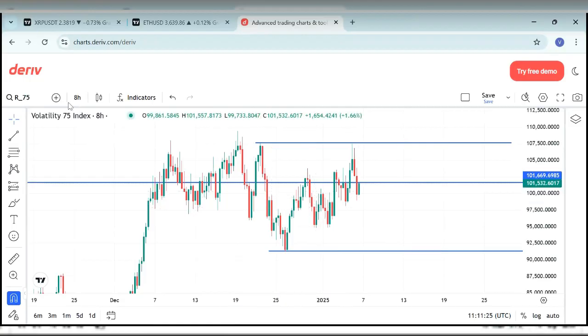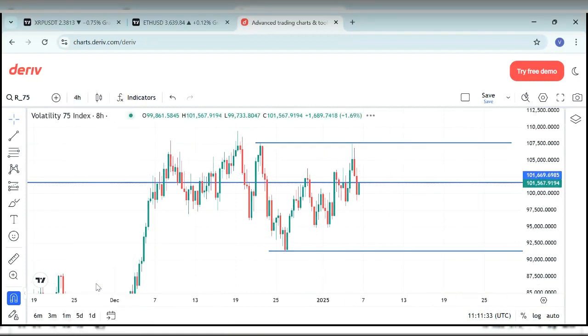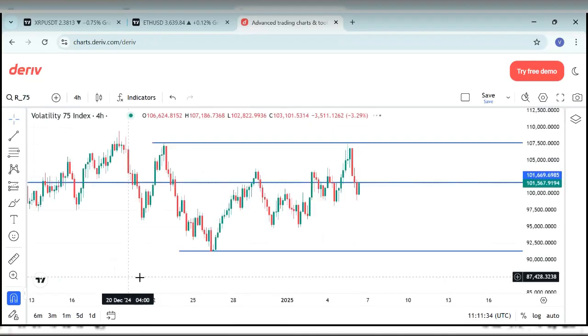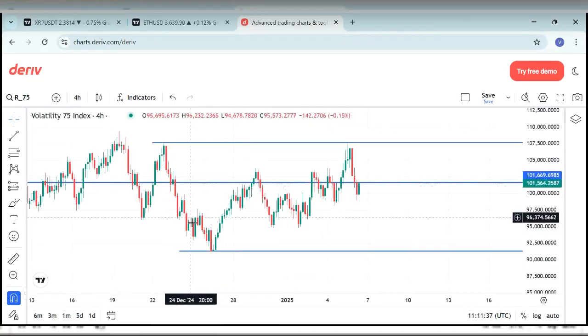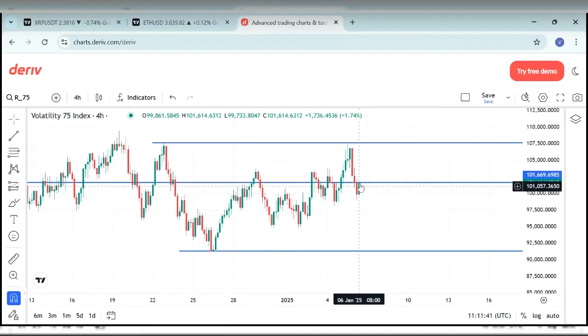Now let's check 4 hours. If you are trading the 8 hours, you can see that you've not gotten a sell in 8 hours. I don't know if you can see now, right? Now let's check from 4 hours. Bullish retracements, bullish retracement. See, 4 hours is also bullish, right? Bullish.